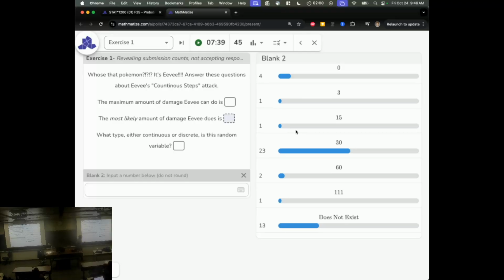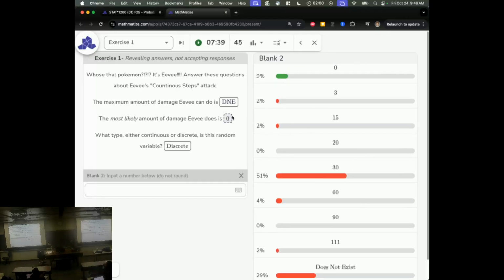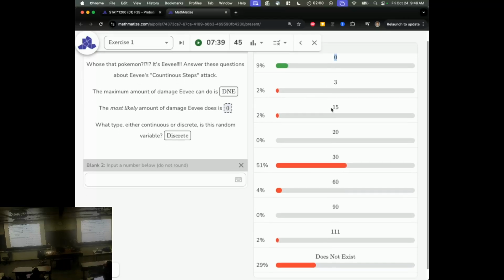23 people said 30. 30 seems right, and there is something special about 30. I could change this to the average amount of damage Eevee does, and the correct answer would be 30. But for the question, the most likely amount of damage that Eevee does, the answer is not 30. The answer is 0. How many people got it? Only 9% of people. The most likely amount of damage that Eevee does is 0. It will turn out that the average amount of damage Eevee does is 30. So this is where we are going.